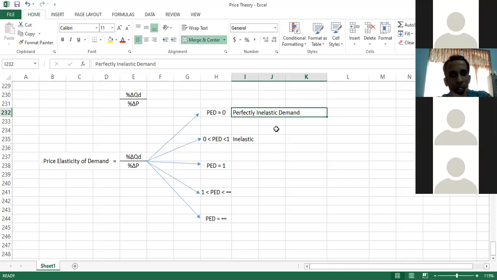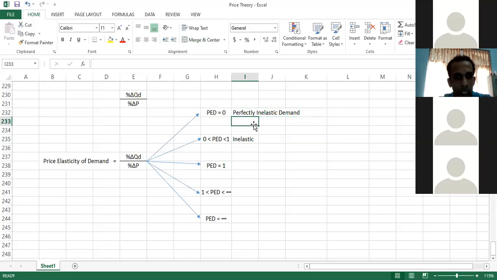That means the quantity demanded will not change at all, even if the price changes, right? I remember in our school days, in most economics books, even for this category, very limited examples are there for perfectly inelastic. The quantity will not change even though the price changes, right?